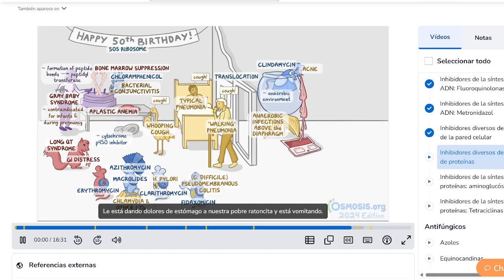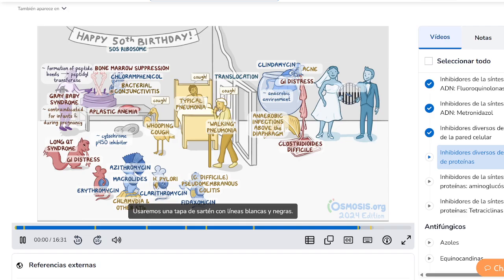For side effects, this medication causes GI distress. So, let's say the stress is giving our poor mouse stomach pains and she's vomiting outside the fishbowl. The vomit goes into the closet laying flat on the ground, which will help you remember long-term use of clindamycin can lead to superinfection of Clostridioides difficile. Okay, the last medication is linezolid, and we'll use a pan lid with black and white lines on it.